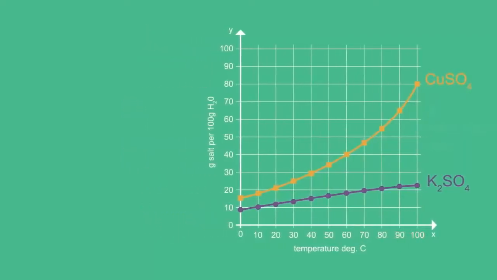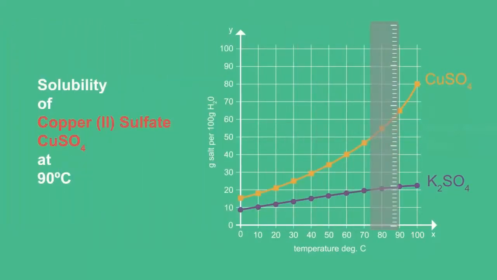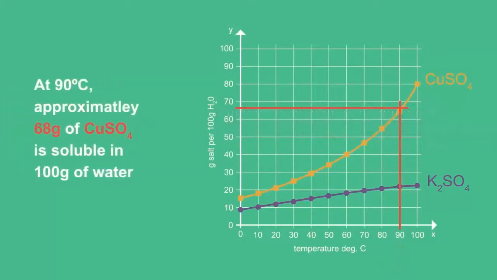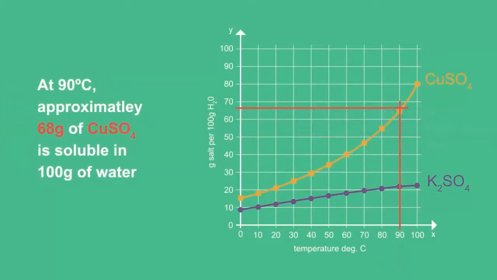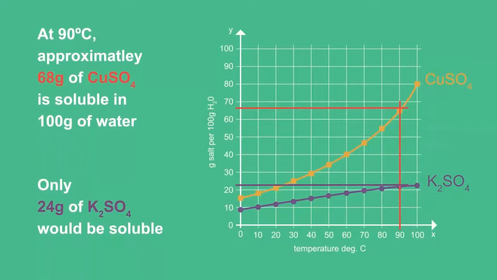Let's say we wanted to find the solubility of copper(II) sulfate at 90 degrees Celsius. Take a ruler and draw a vertical line starting at the x-axis at 90 degrees Celsius until it reaches the curve. Then, draw a horizontal line from the point on the curve until it reaches the y-axis. At 90 degrees Celsius, approximately 68 grams of copper(II) sulfate is soluble in 100 grams of water. To compare, at the same temperature, only 24 grams of potassium sulfate would be soluble in water.